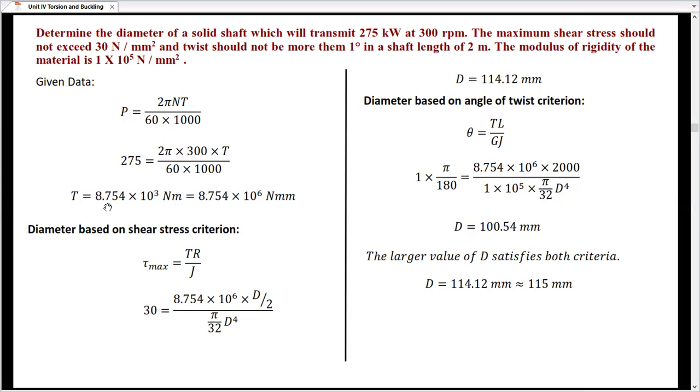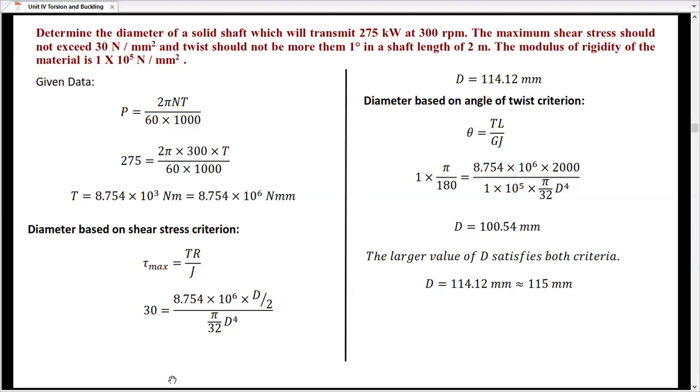Now, once we get the value of torque, we can use the correlation between torque and shear stress. What is that correlation? T by J is equal to G theta upon L, which is equal to tau by R. That is the correlation. We have torque, we have R, so we can write tau is equal to T R upon J. The torque value we have, the radius we have, and the J value we can calculate, the polar moment of inertia, which is pi by 32 d raised to 4.